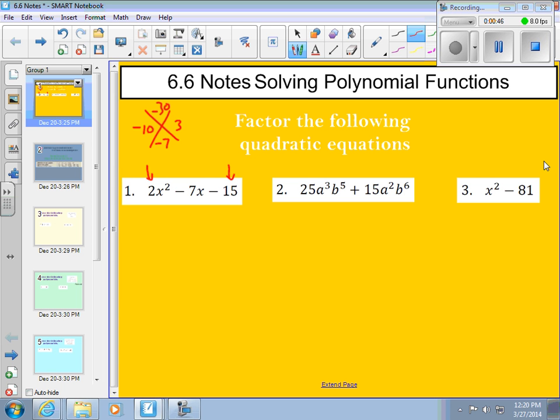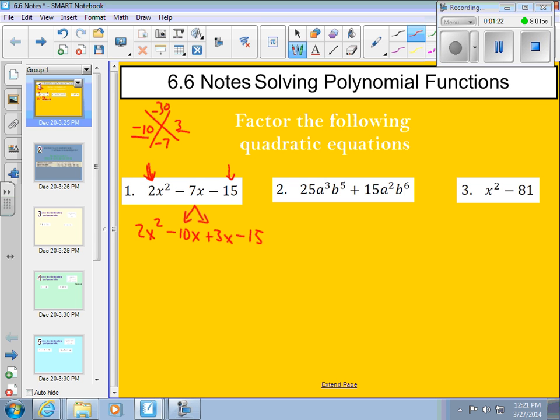Now, that doesn't mean our answer is going to be x minus 10 times x plus 3, because if we multiply that together, that does not equal what we had here. What we have to do with that is factor by grouping. So anytime there's a number in front, we're going to split this middle term up into these two factors we came up with, negative 10x plus 3x. That's the same as negative 7x. So we haven't changed our expression, we've just changed the way it looks.